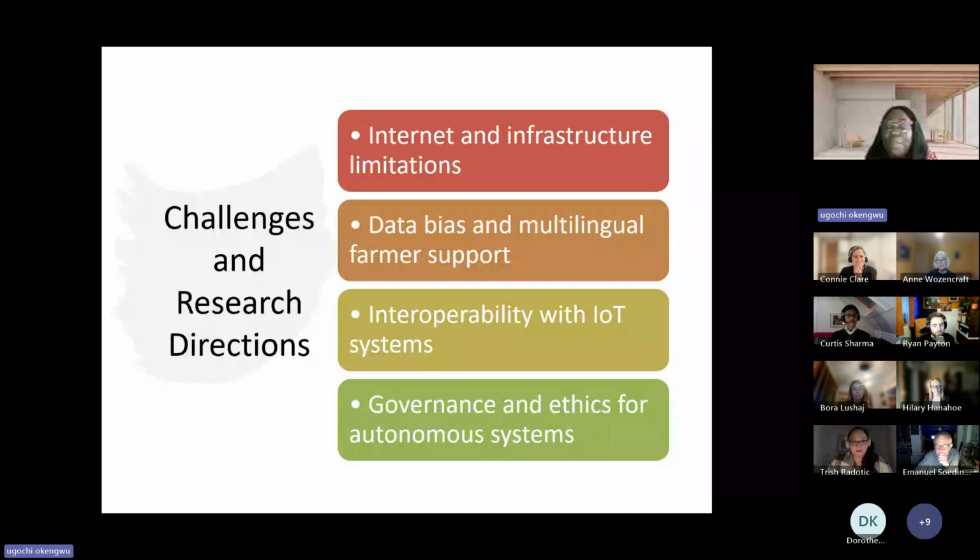Governance and ethics for autonomous systems. There should be governance and ethics, because these days we talk about ethical AI, responsible AI usage. There should be a human in the loop. Whatever we're developing, the agentic AI, there should be a human in the loop to avoid tampering with the human rights of farmers. They should also be included, inclusivity. They should also be aware of what we're doing and how these agents will help them with their farming activities better.